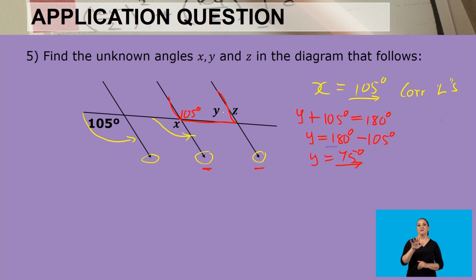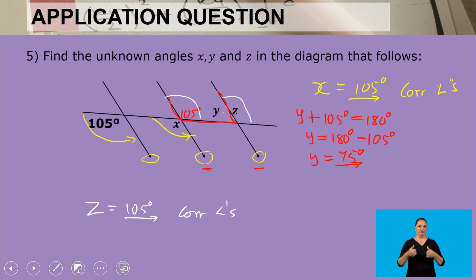And then we now go back to finding the angle Z. Let's use a different color. Angle Z equals 105, and the reason for that is that angle Z corresponds with the angle 105. Therefore, angle Z is 105, and because the lines are parallel, these are corresponding angles. Okay, let's move on to the next one.